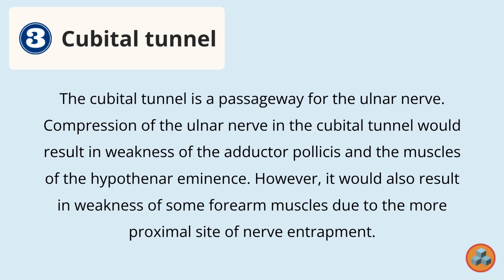Those who chose it missed the critical detail about forearm muscle strength. The cubital tunnel is at the elbow, which is proximal to the forearm muscles supplied by the ulnar nerve. If the ulnar nerve were compressed there, we would expect weakness in the flexor carpi ulnaris and the medial half of the flexor digitorum profundus as well. Our patient has none of that, so the compression has to be more distal.